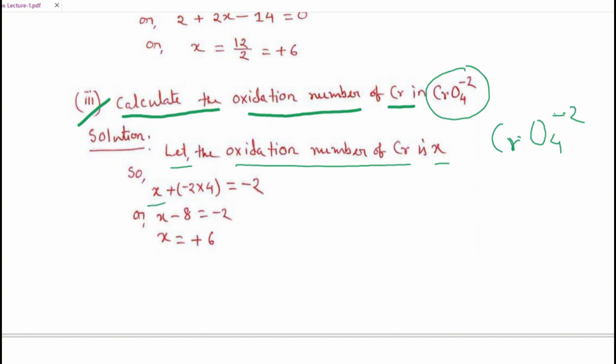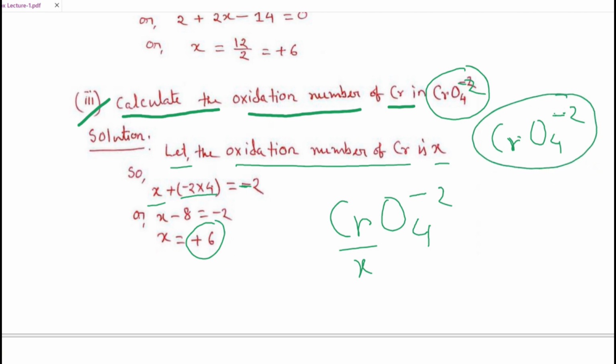Now you see chromium X plus -2 times 4 equals -2. Why? There is a charge of -2, so I write here -2. If you solve it, X equals +6. That means in the chromate ion the chromium oxidation number will be +6.